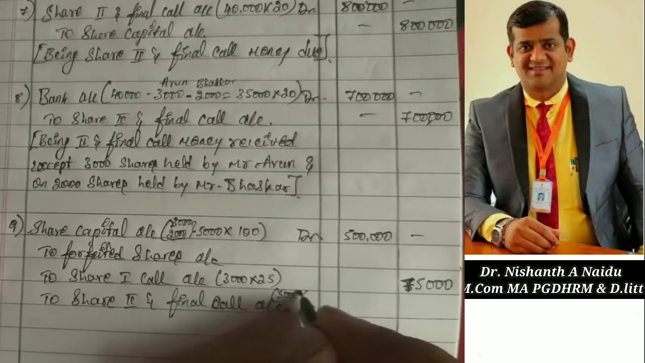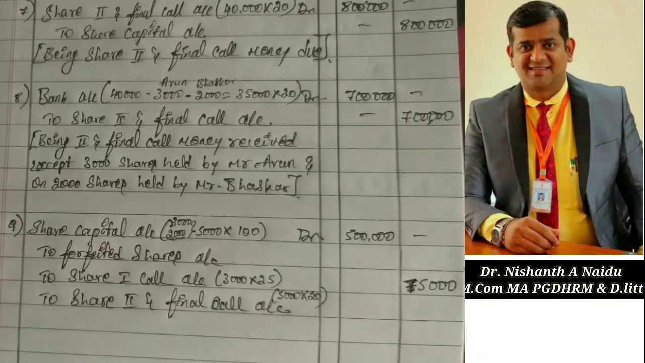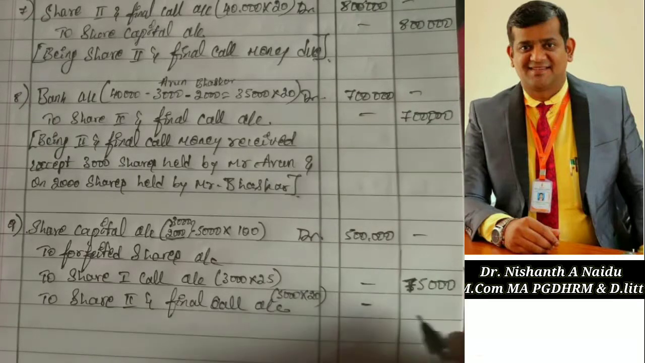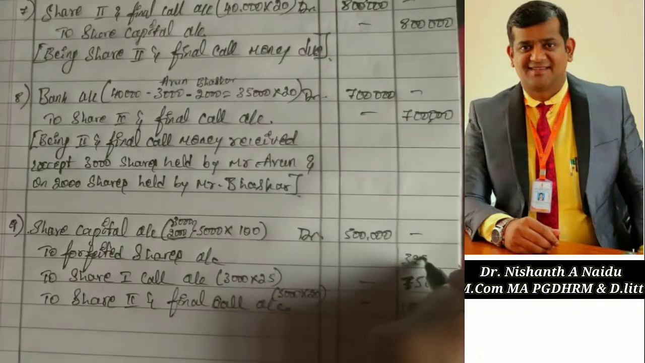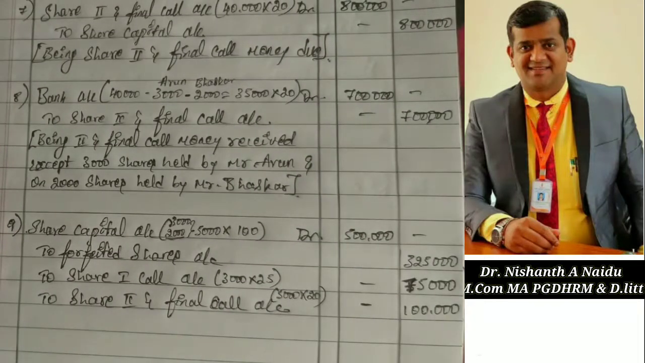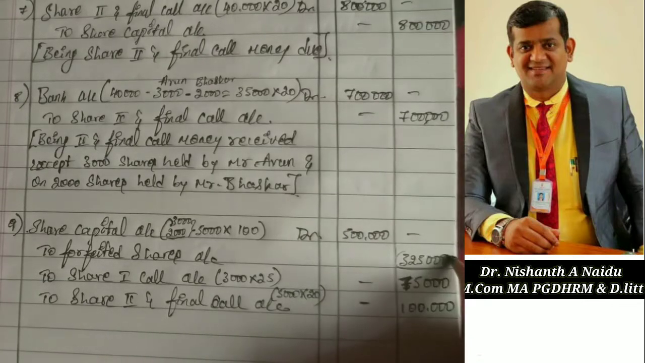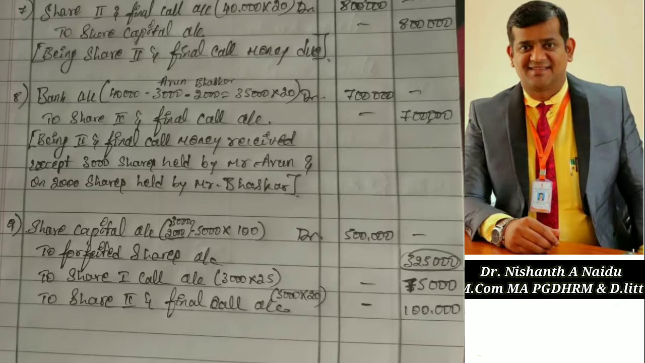Share second call, 3,000 shares of Arun, 2,000 shares of Bhaskar, put together 5,000 shares into second call is 20 rupees, correct? So 5,000 into 20, that is 1 lakh rupees. So out of 5 lakh rupees, they did not pay 1 lakh plus 75,000. So remaining they have paid. 5 lakh minus 1 lakh minus 75,000, so 3,25,000 is the forfeited shares account. Highlight this and keep it ready.